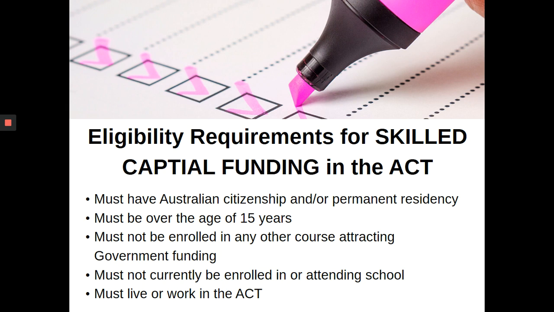You must be over the age of 18. You must not be enrolled in any other course attracting government funding. So if you are currently enrolled in another course that attracts Skilled Capital funding, or you are possibly enrolled in a traineeship or apprenticeship, you're not eligible to access a second Skilled Capital qualification. You can only access one funded course in the ACT at a time.